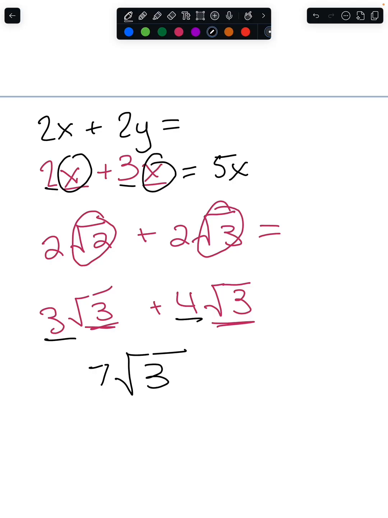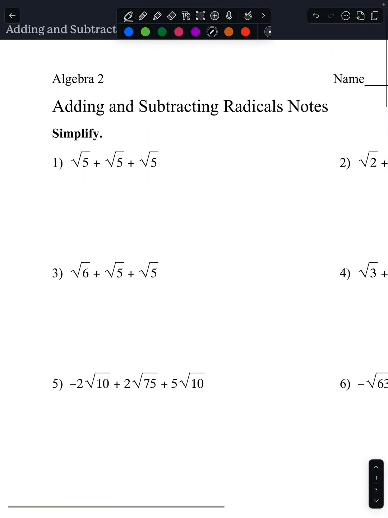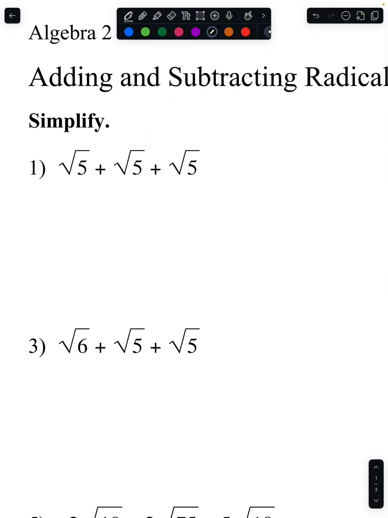Okay? So, with that being said, let's go up here to some of these questions. This is the first one. I have 1 square root of 5 right here, plus 1 more square root of 5 right here, plus 1 more square root of 5 right here, which means I have 3 square roots of 5. And that is your final answer.